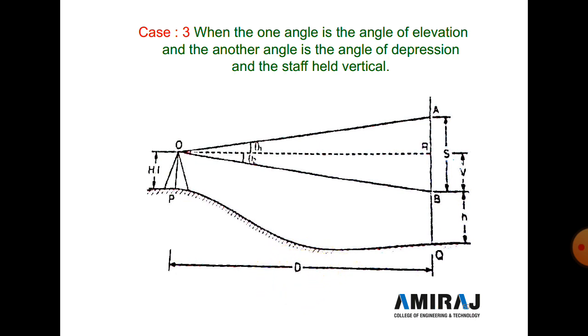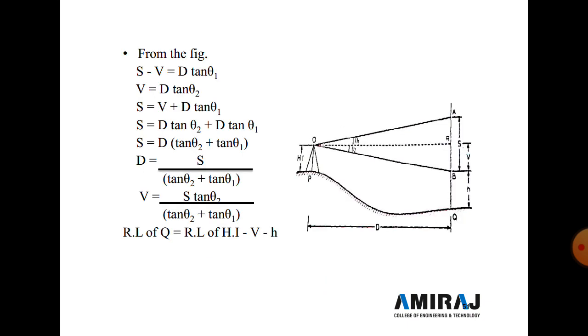Now let's start finding the equations for horizontal distance D and vertical distance V. So from the figure we take a triangle O, A, R, this triangle, the upper triangle. So S minus V, we take tan theta 1, so tan theta 1 is S minus V, this value divided by D. So S minus V is equal to D tan theta 1. So V is equal to S minus D tan theta 1.